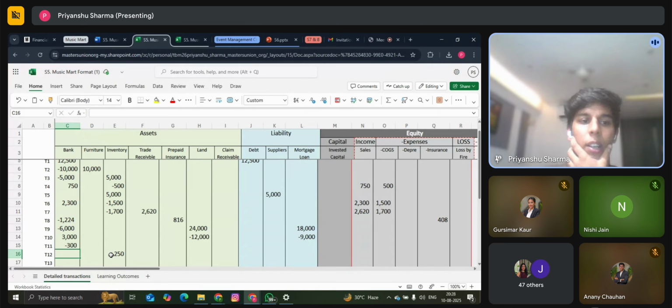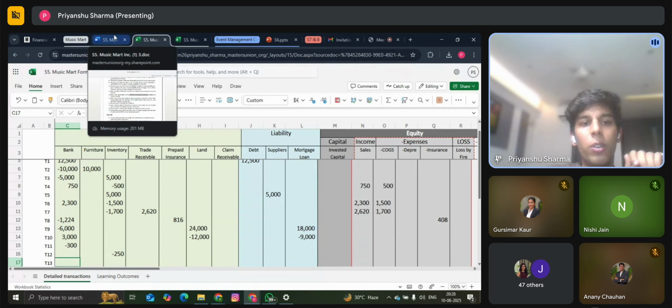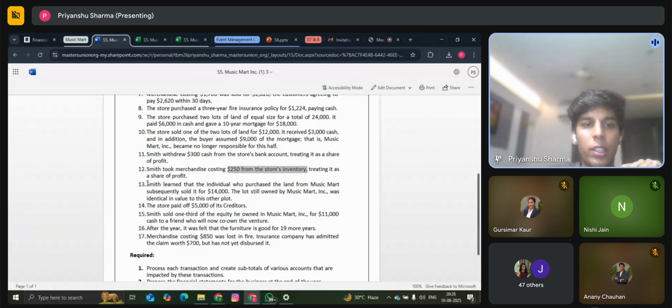I hope the difference between why we've done T11 on the bank side and T12 on the inventory side is clear. Cool. If we don't have a doubt here, I'll move to the next entry.